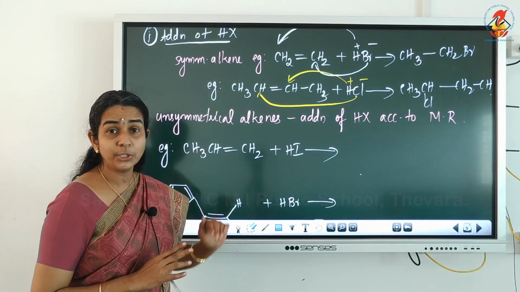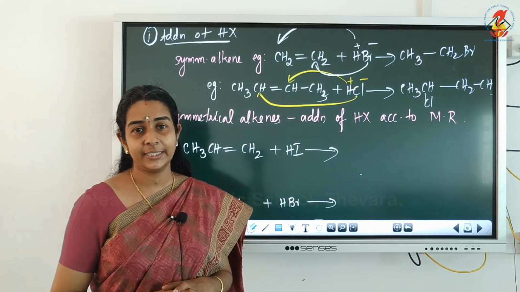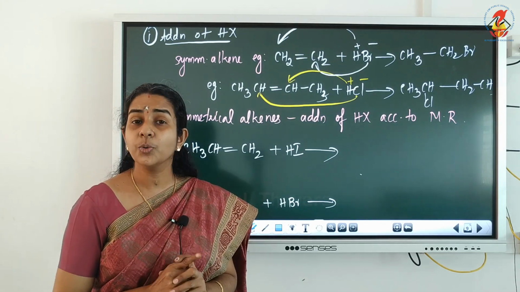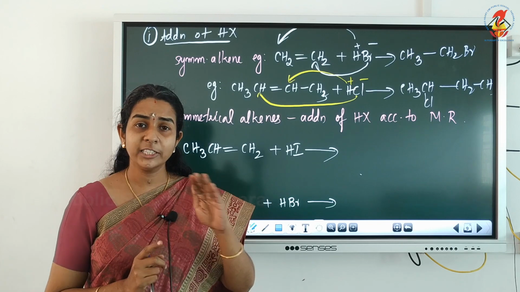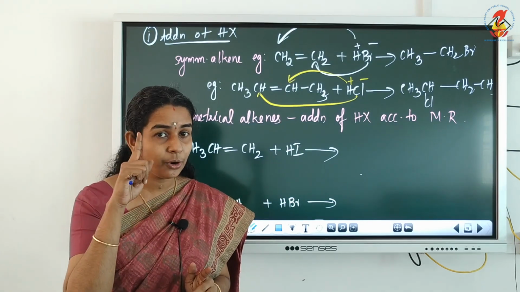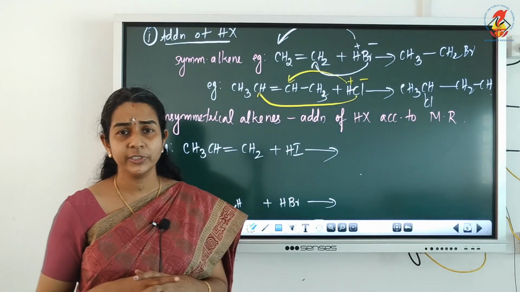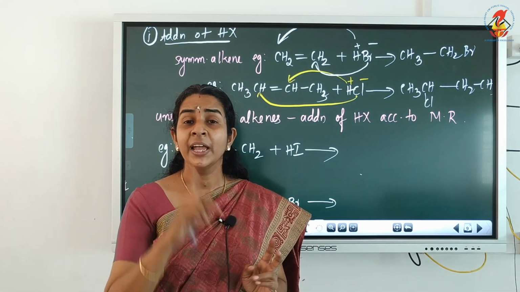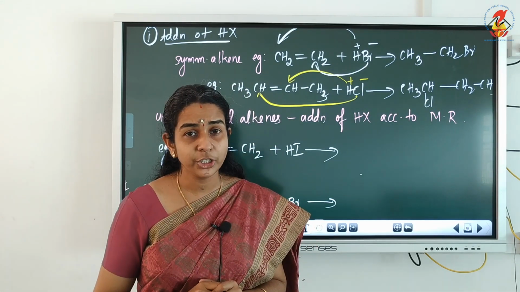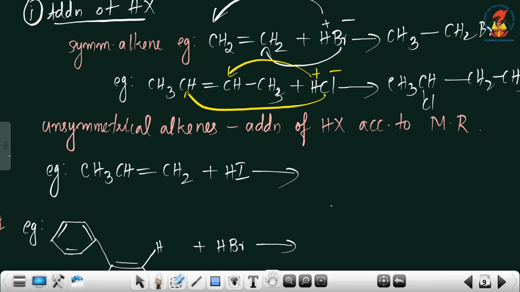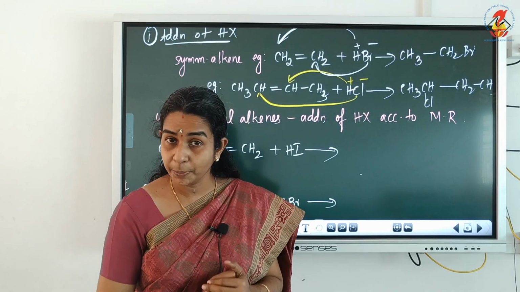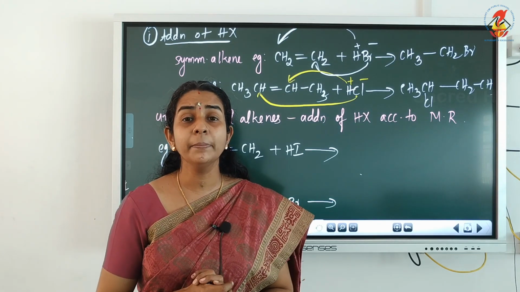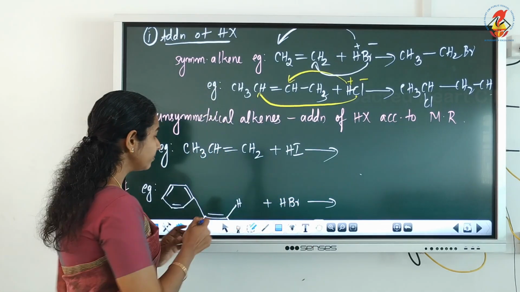But in the case of unsymmetrical alkenes, the addition of HX takes place only according to Markovnikov's rule. What is Markovnikov's rule? When we add HX to an unsymmetrical alkene, X- should be attached to the more substituted carbon. More substituted carbon means the carbon with fewer hydrogens. That will be the major product and the other one will be the minor product.